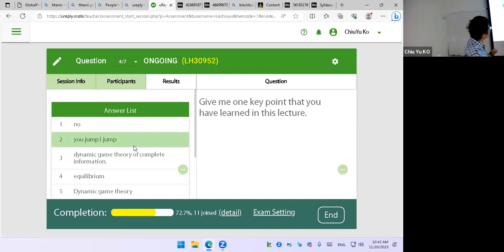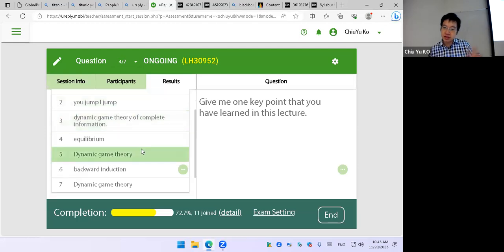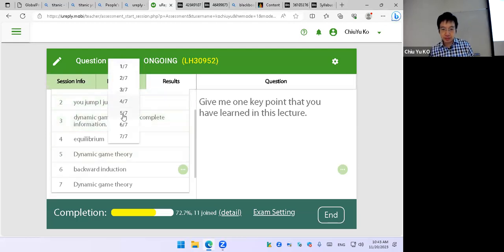Yeah, you jump. My jump, is it subgame perfect? So the answer is no, unless Jack is crazy about rows. If you care, then it makes sense. And yeah, backward induction, dynamic game theory, that's true.